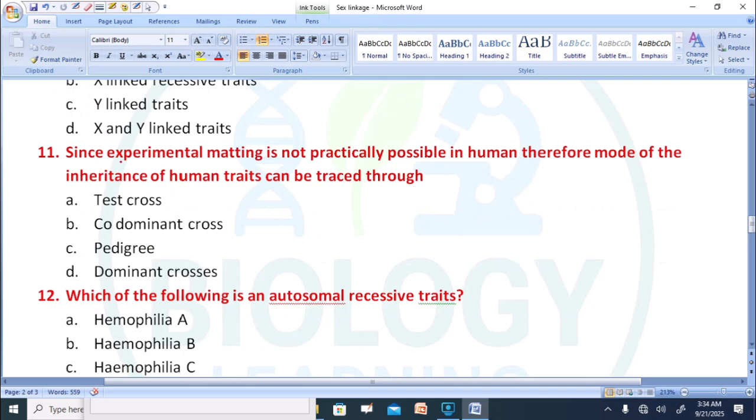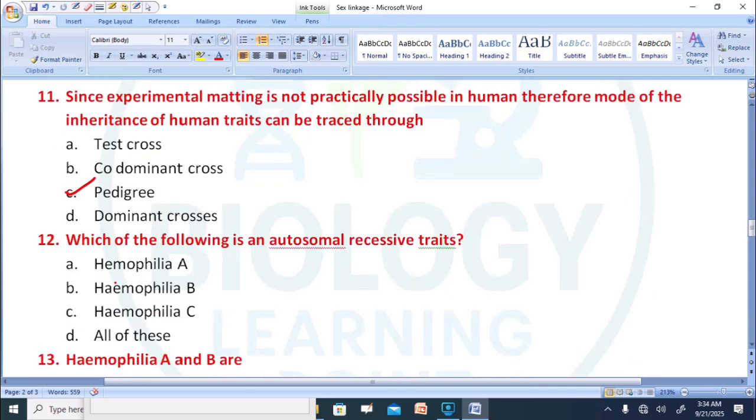The next question: since experimental mating is not practically possible in humans, the mode of inheritance of human traits can be traced through. The options are option A test cross, option B codominant cross, option C pedigree, option D dominant crosses. So the right option is option C, pedigree.